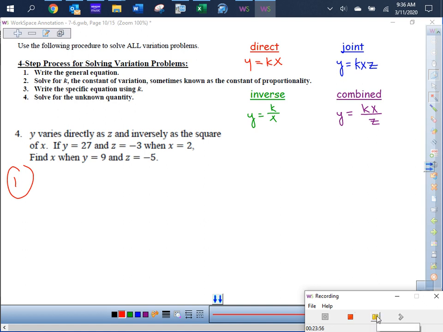Pause the video so you can do step 1 and come back and check it with mine. I got y equals, I need a fraction bar. Where's k? Up. Where's z? What do you think? Where's z? Upstairs. Please cross your z so it doesn't look like a 2.